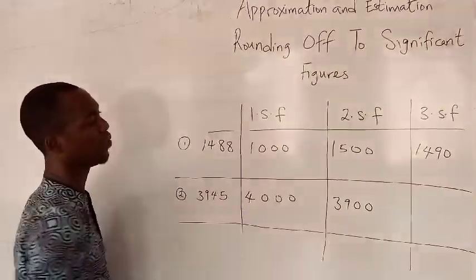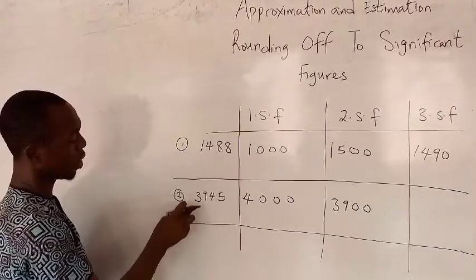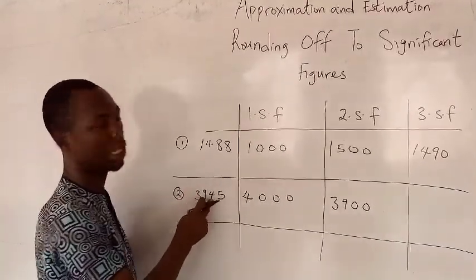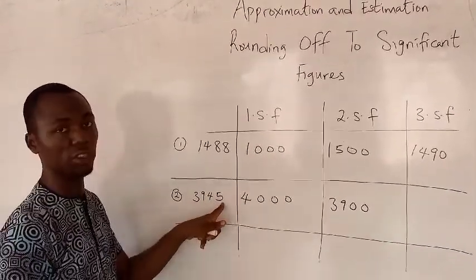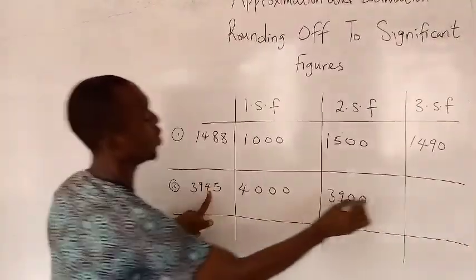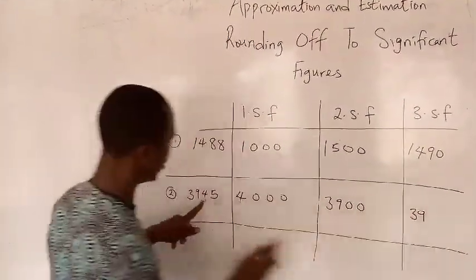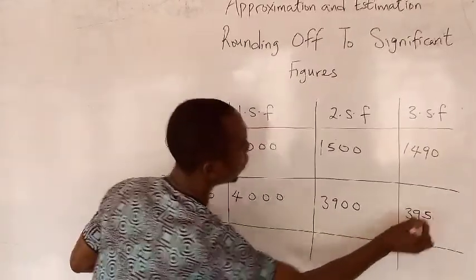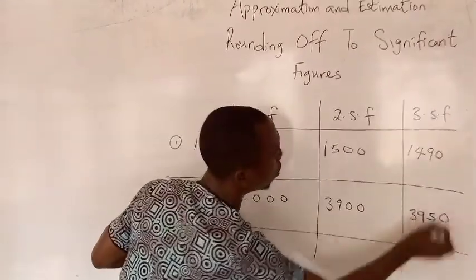Then to 3 significant figures, you just count 1, 2, 3. The next digit is up to 5. So we add 1 to this 4. It will be 3, 9. This 4 will become 5. Then the last digit here will be what?